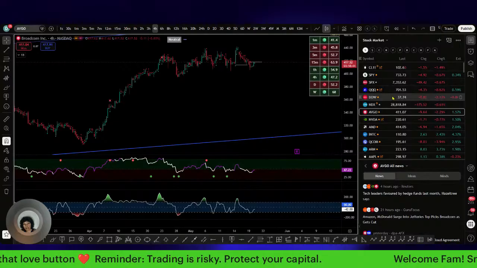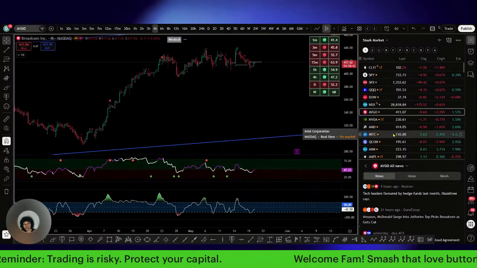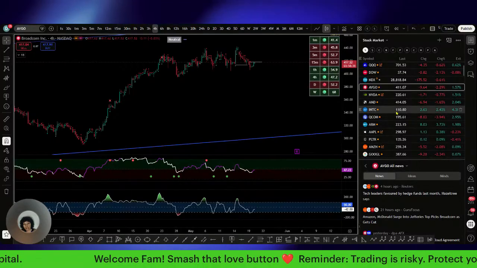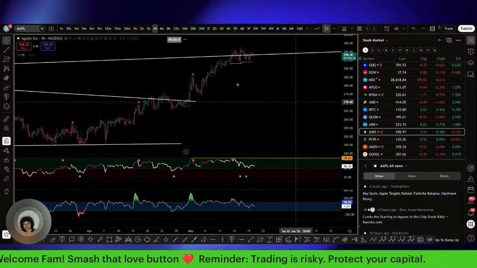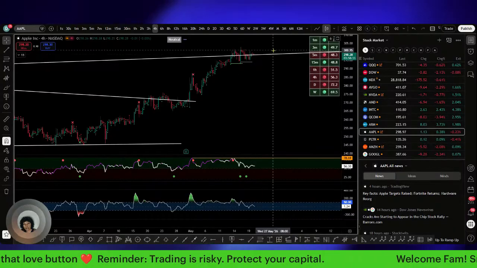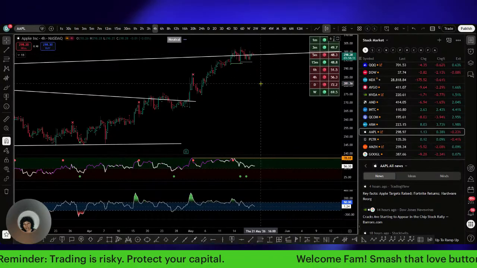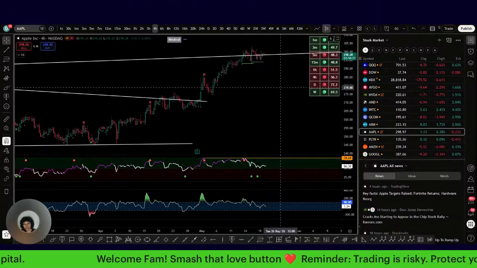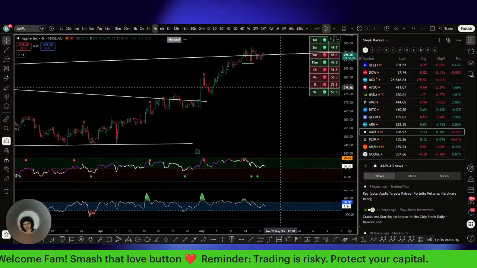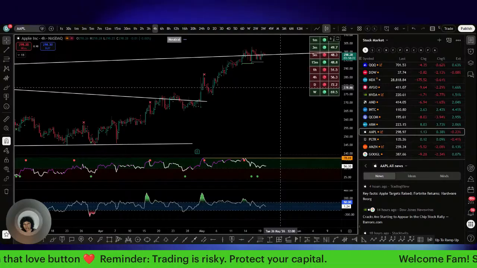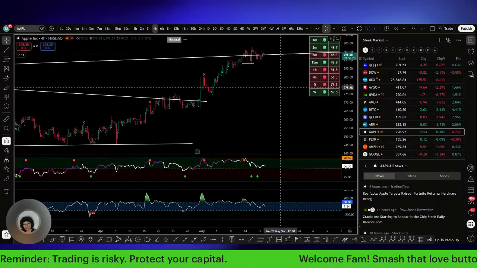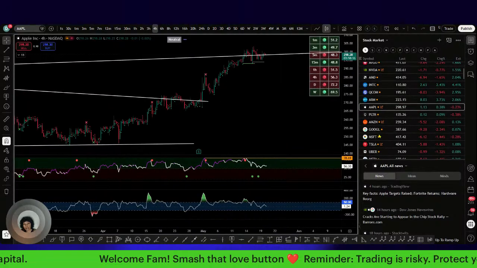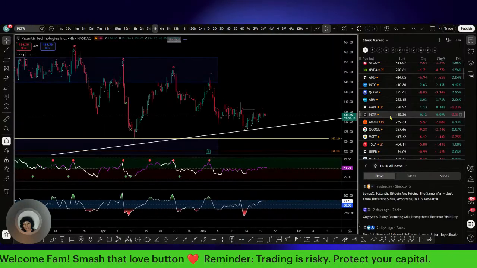All right. We already saw Nvidia. These are the ones, top 30 companies, that are running the market right now. This hasn't really sold off enough to really want to pay attention to it.